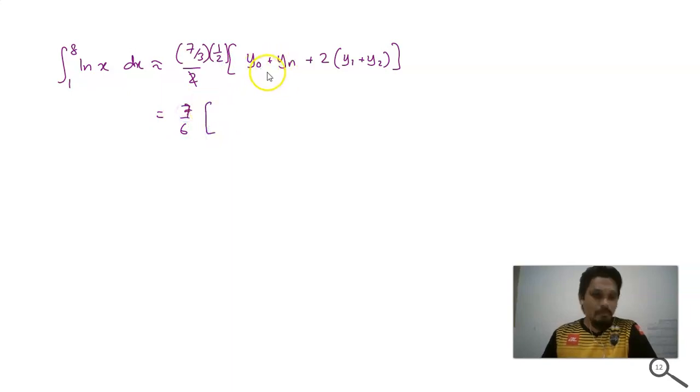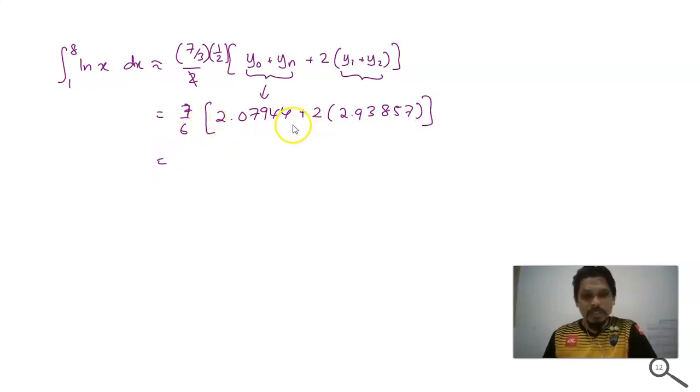Okay, y0 plus yn equal to 2.07944. There. And plus 2 times, please refer to the previous table, this one is 2.93857. Okay, class. So from here, you may just straightly substitute into your calculator, and you will get 9.2827. Let's put this in 4 decimal places.